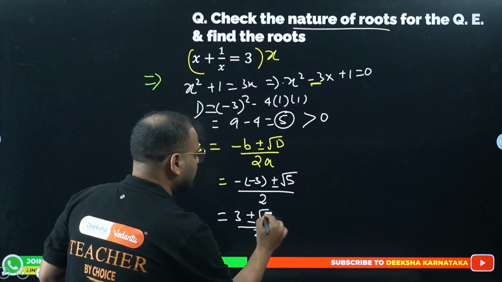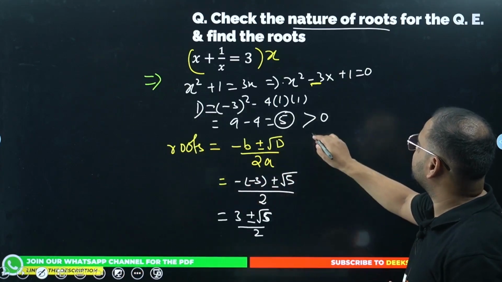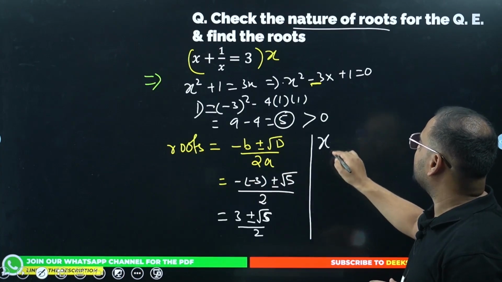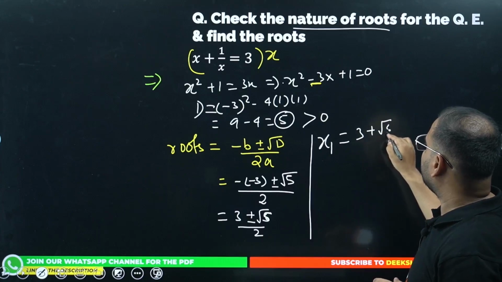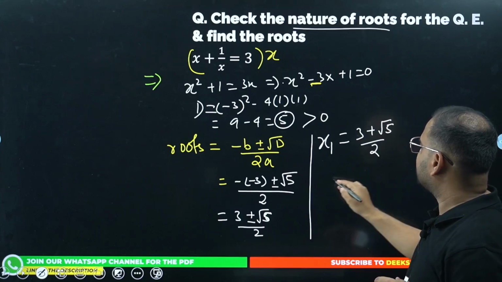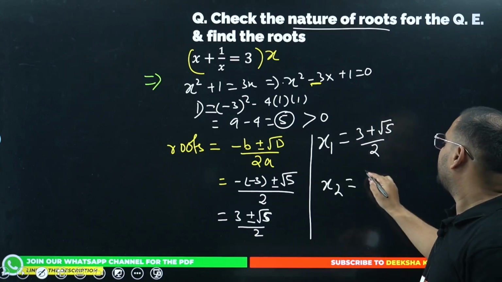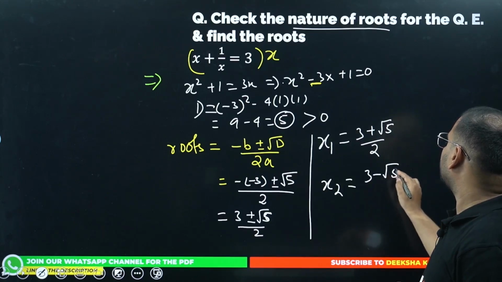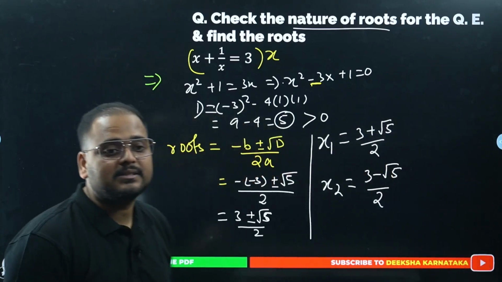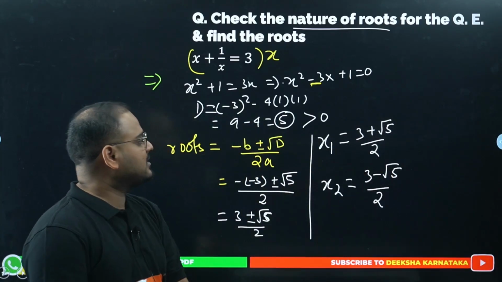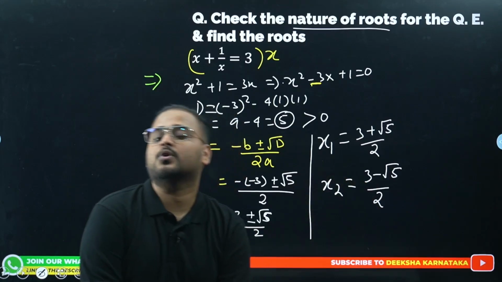So you have to write the first root. Let's call the first root x1. What is my answer? 3 plus root 5 by 2. The second answer, x2, will be, I hope you can see this, 3 minus root 5 by 2. What type of number are these? Irrational number, no? Root 5 is irrational. So 3 plus root 5 by 2 is also irrational, and 3 minus root 5 by 2 is also irrational.